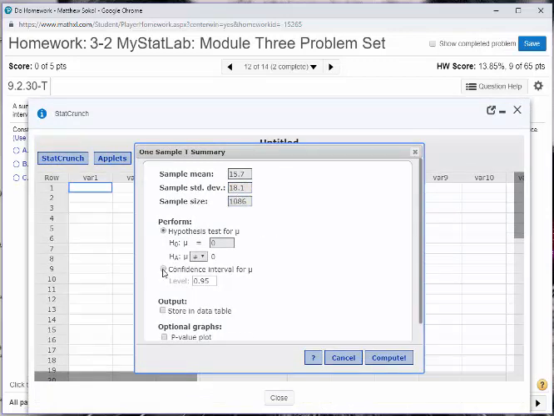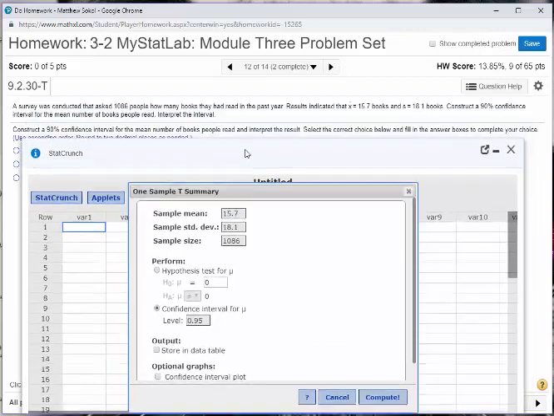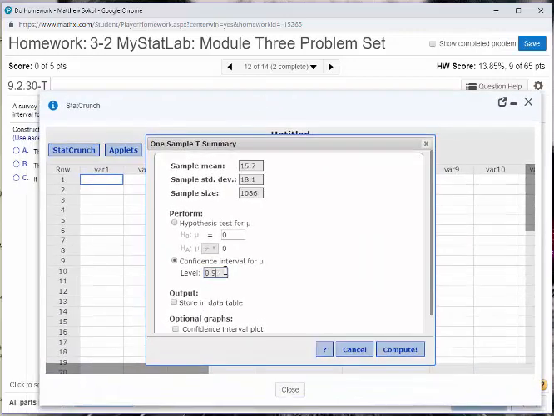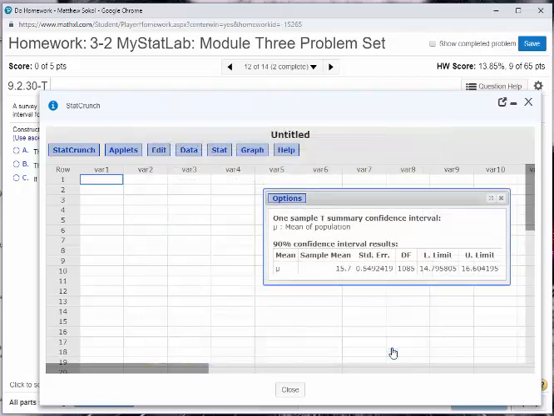All right, the next thing it asked was a confidence interval for the mean. Well, if you look here, they asked you to construct a 90% confidence interval. So I'm going to change that level to 90, and I'm going to hit compute. And you'll see here, just like before, the lower limit, L limit here, that's the lower limit of your confidence interval. And the U limit is the upper limit. All right, now this one's a little confusing. So let me go back to the problem.